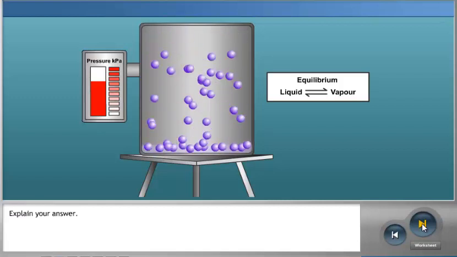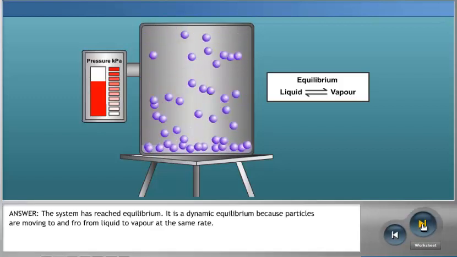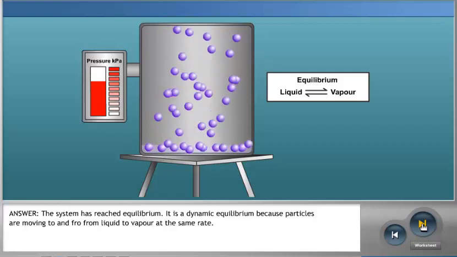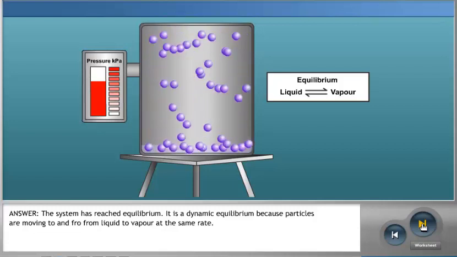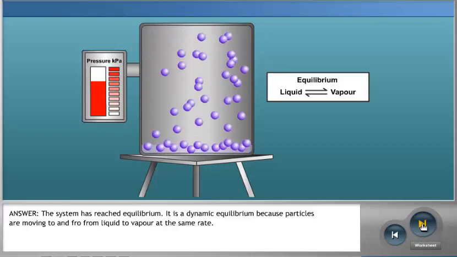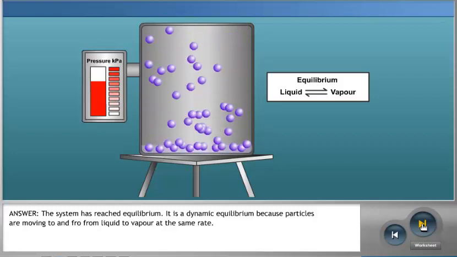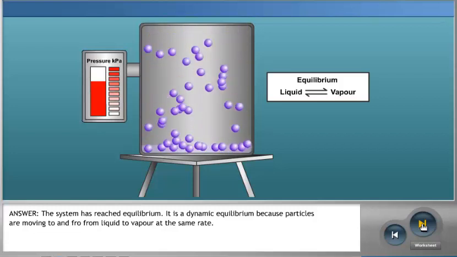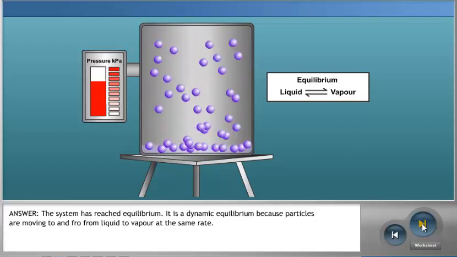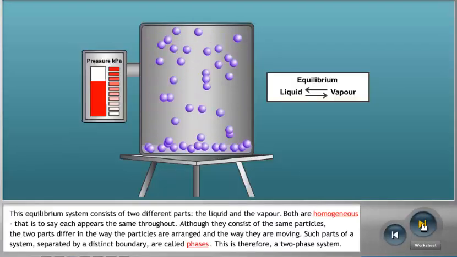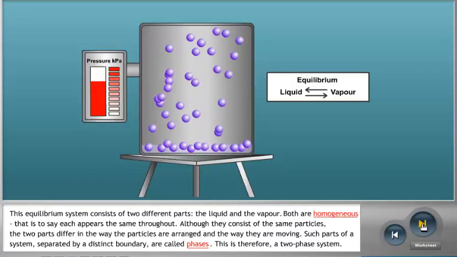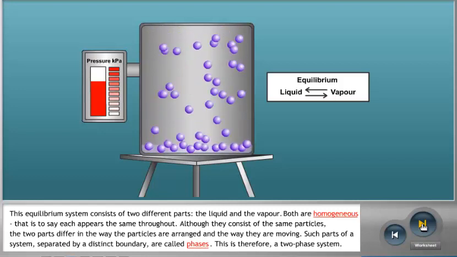Explain your answer. Answer: the system has reached equilibrium. It is a dynamic equilibrium because particles are moving to and fro from liquid to vapor at the same rate. This equilibrium system consists of two different parts, the liquid and the vapor.